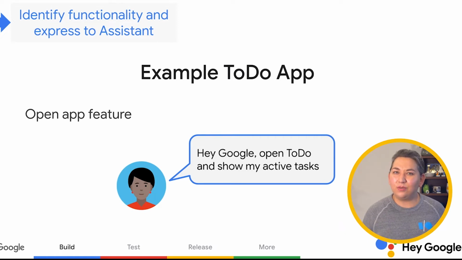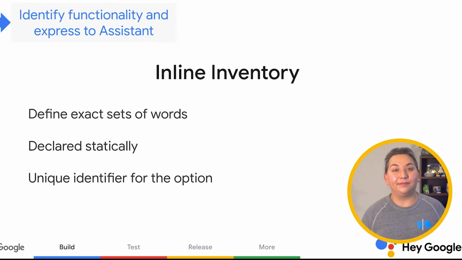But how does Google Assistant know which features you support and how to match them, since not all apps use the term active or completed? Well, some BIIs use inline inventory. Inline inventory functions like a lookup table for BII parameters, expressing the variety of ways users refer to features or content in your app into item identifiers that you define.